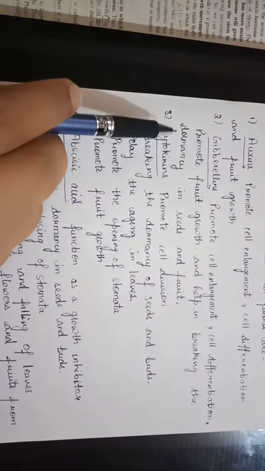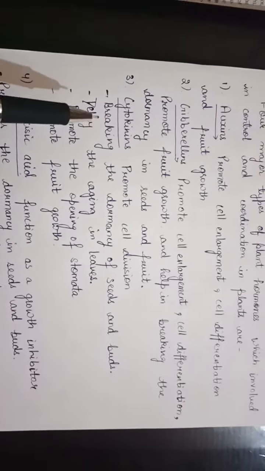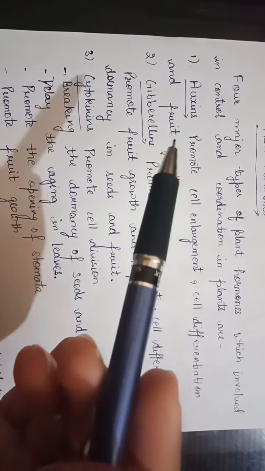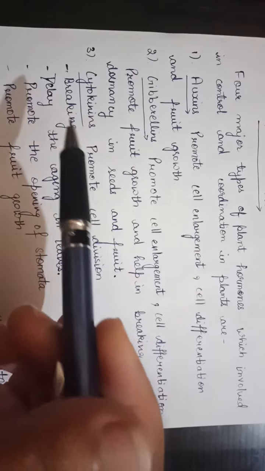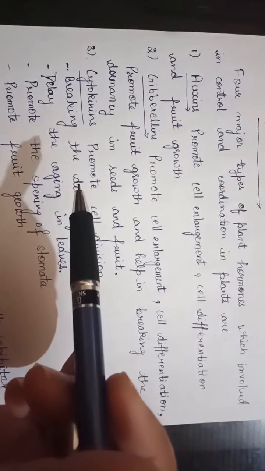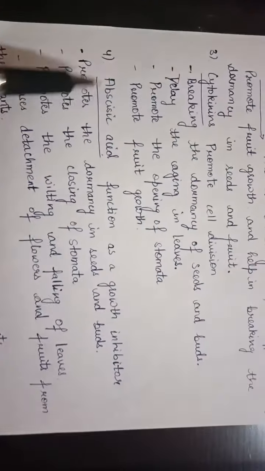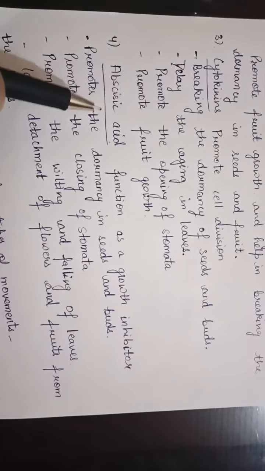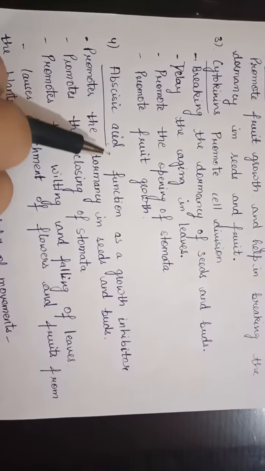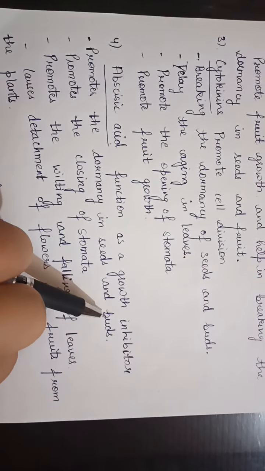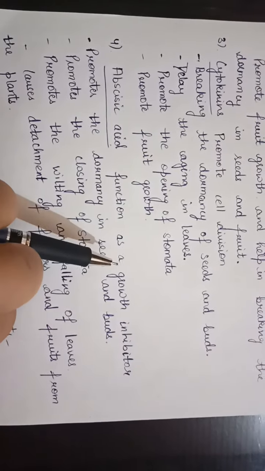So if you see here, the first, second, and third, auxins, gibberellins, and cytokinins, act as growth promoters, responsible for promoting the growth, but abscisic acid inhibits the growth. So that's why it is also known as the growth inhibitor.